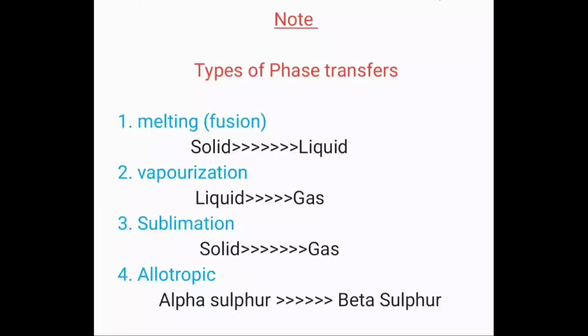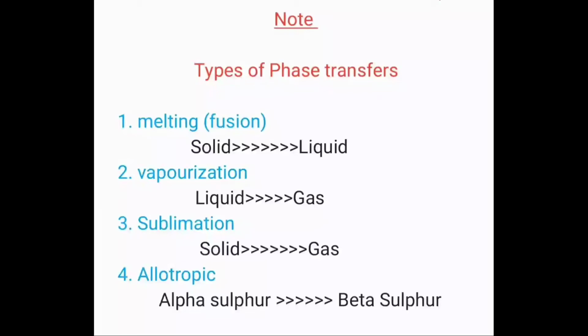So first of all, what is phase transfer? It means one phase converts into another phase. It is known as a phase transfer. So there are four types of phase transfer here.